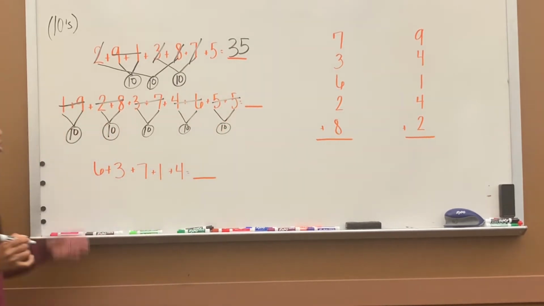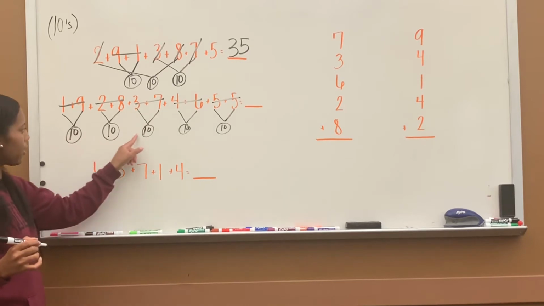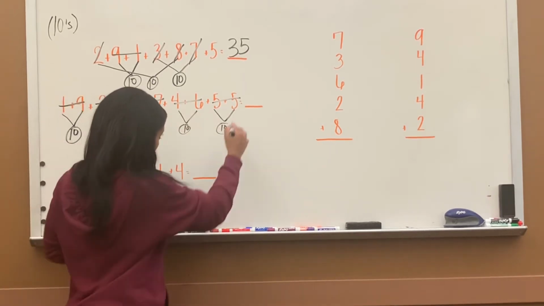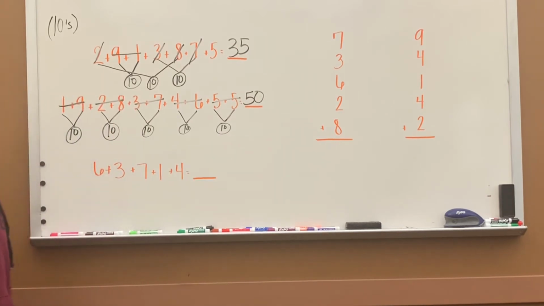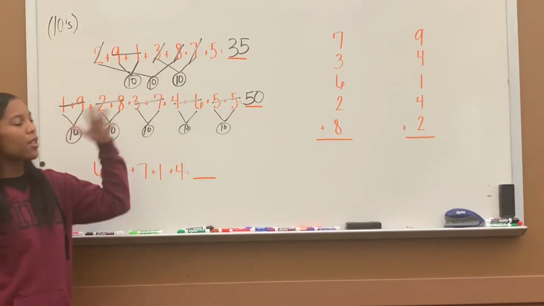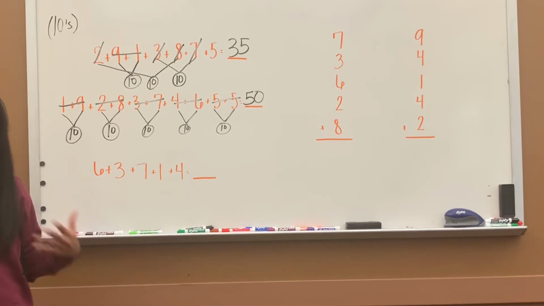So now we're just going to add those 10s up. 10, 20, 30, 40, 50. So this one equals 50. That was super easy. Okay, so that's what you do. When you see it, find your tens first.